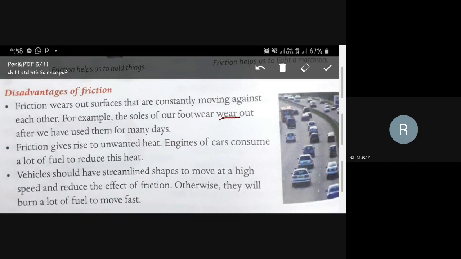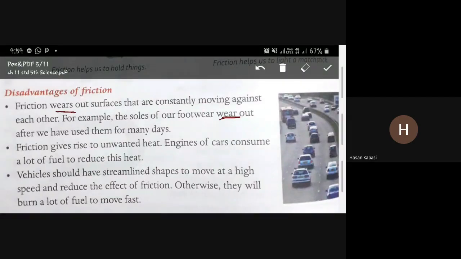Because of friction, the surface is wearing. Wearing means ghista rehta hai. A good example, shoes. When we are using shoes for many days, what will happen? The sole will wear out. Worn out. Phat jaati hai na, because of ghiste ghiste. Because of friction. Disadvantage hai ki jo hamari surface hoti hai wo ghis jaati hai. Now second, Hassan. Yes, ma'am.